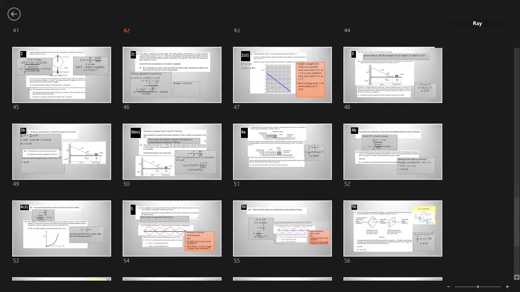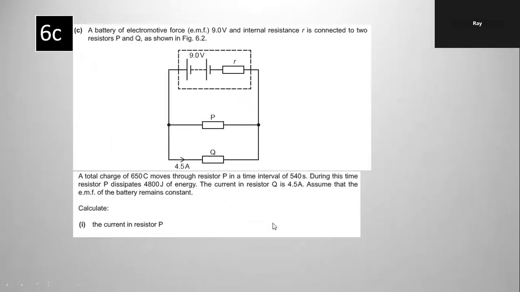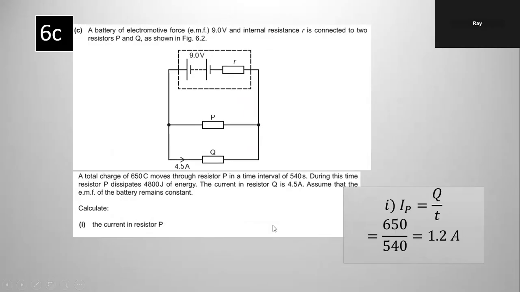2022 October/November, paper 22. Finish off with our question. Are you happy with this question part that we have covered?